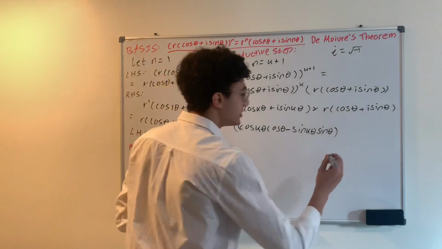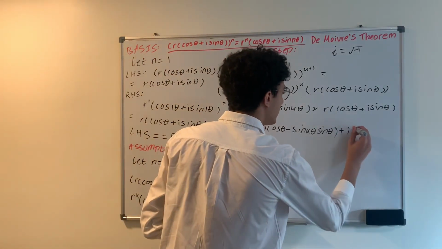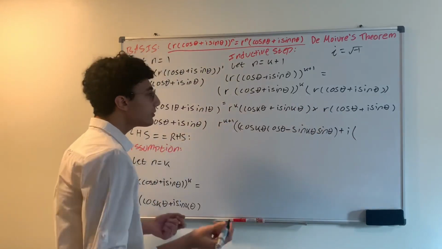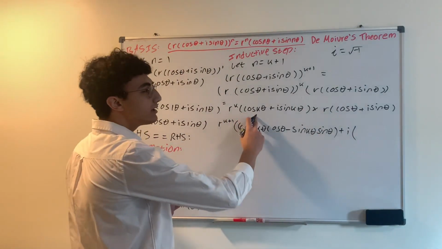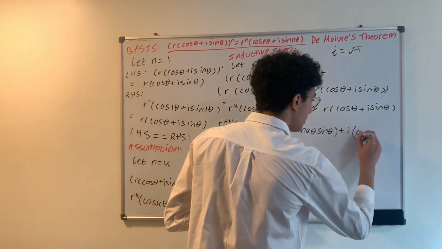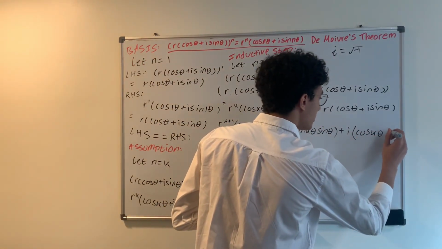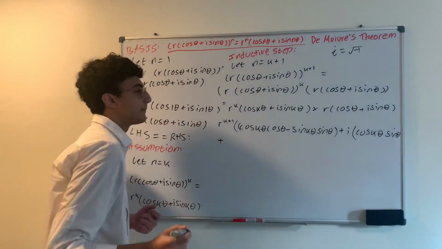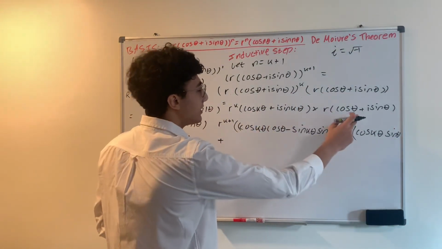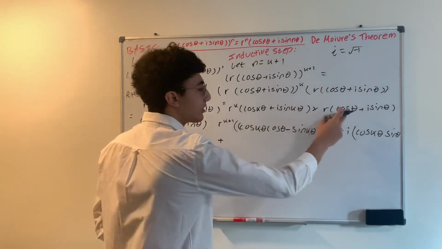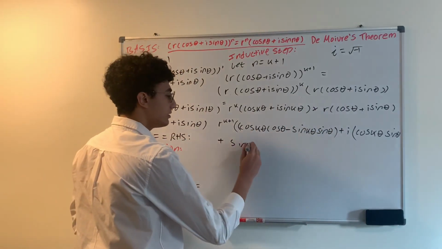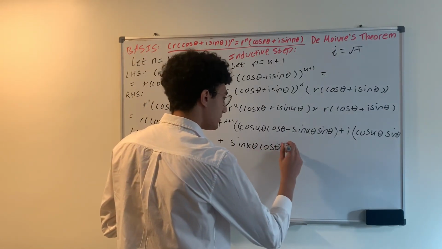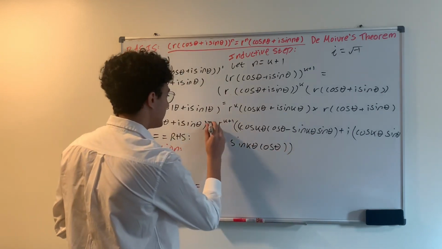Now move on to our imaginary terms. Just drop in a plus i, open up a bracket, and multiply out these two. So what we essentially get is cos k theta sine theta, plus, we multiply these two, sine k theta and cos theta. And this is what you're left with.